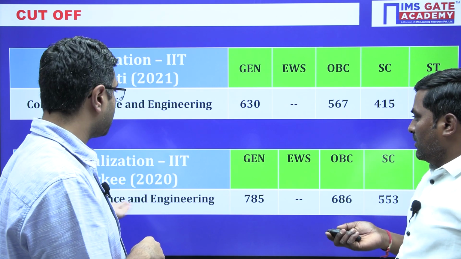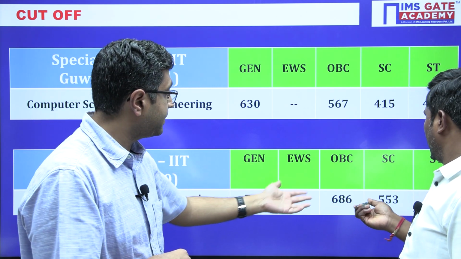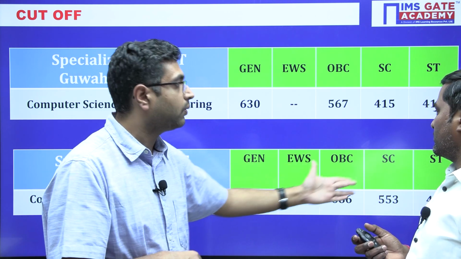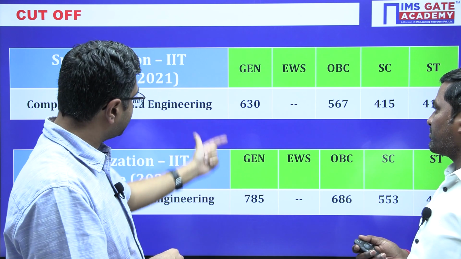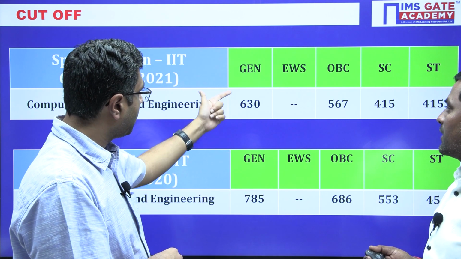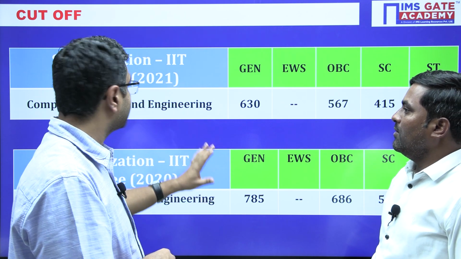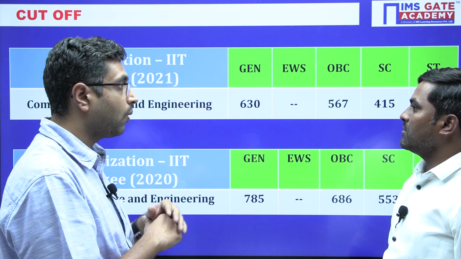So in computer science, we have the cutoff as 785, 686, 553 and 454, and as you see, again, the cutoff from left to right is decreasing. By seeing this trend, it seems that the interview must be there, sir. Because 630, and when both the institutes have similar NIRF rankings, it cannot happen that Guwahati has such a low cutoff.